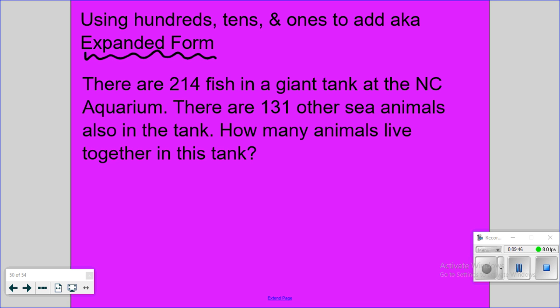All right, so let's look at our word problem that we're going to be using expanded form as a new strategy. It says there are 214 fish in a giant tank at the NC Aquarium. There are 131 other sea animals also in the tank. How many animals live together in this tank? What am I counting? Elena?